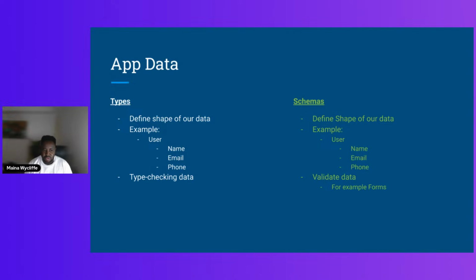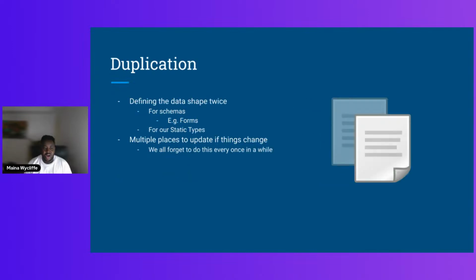Only this time we're not using it for type checking, we're using it for validation. We're using it for checking whether the data the user entered in a certain form is valid. And this means that we end up in a situation with duplication of data, with the same data being described twice.